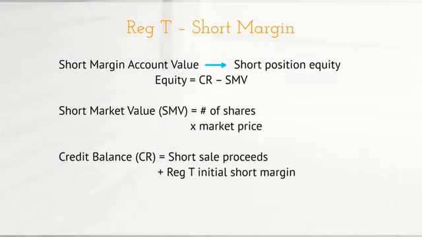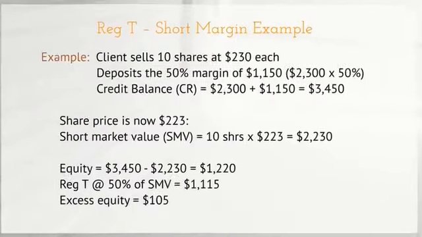In a short margin, this is the reverse of our long margin calculation that we calculated earlier. We're betting in this scenario that the stock price will go down. So as the market value goes down, our equity goes up. So we can see here our credit balance minus the market value nets us our equity. And let's go over an example of that so you can see how that works a little bit.